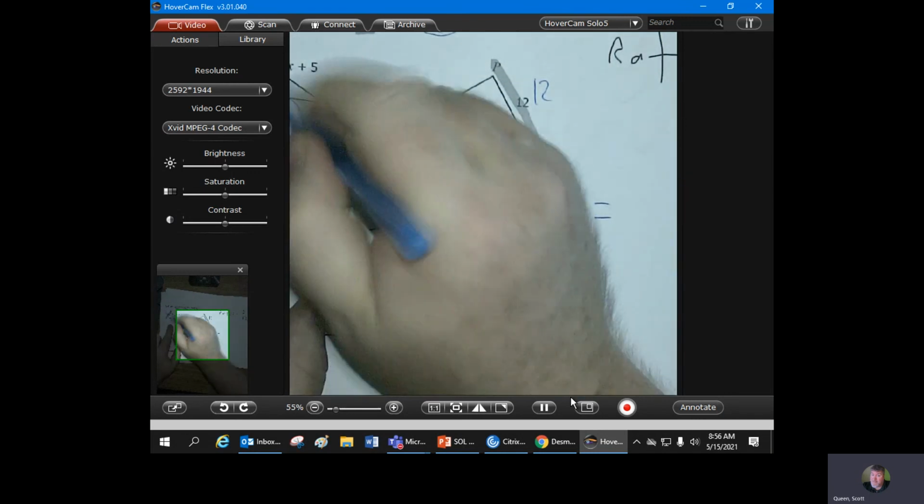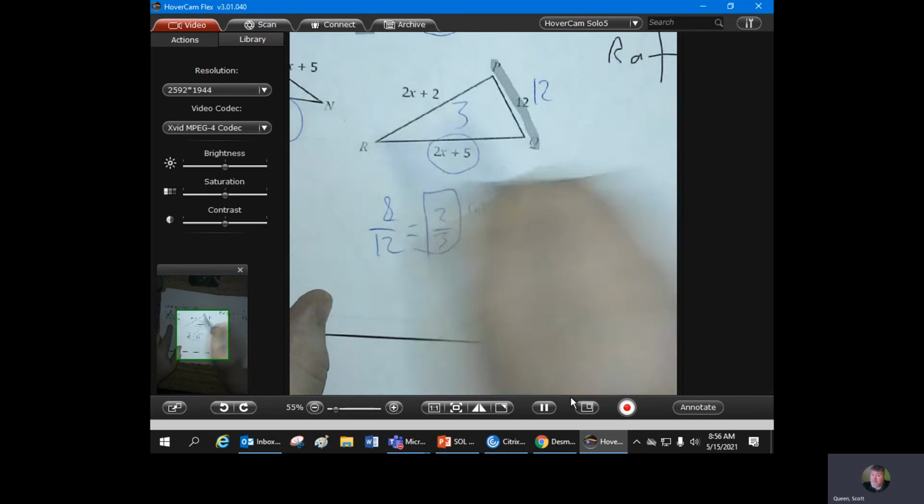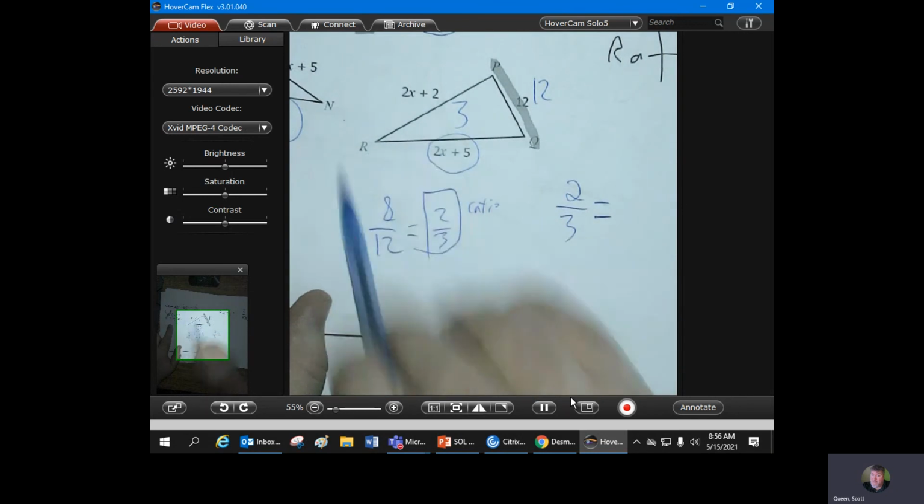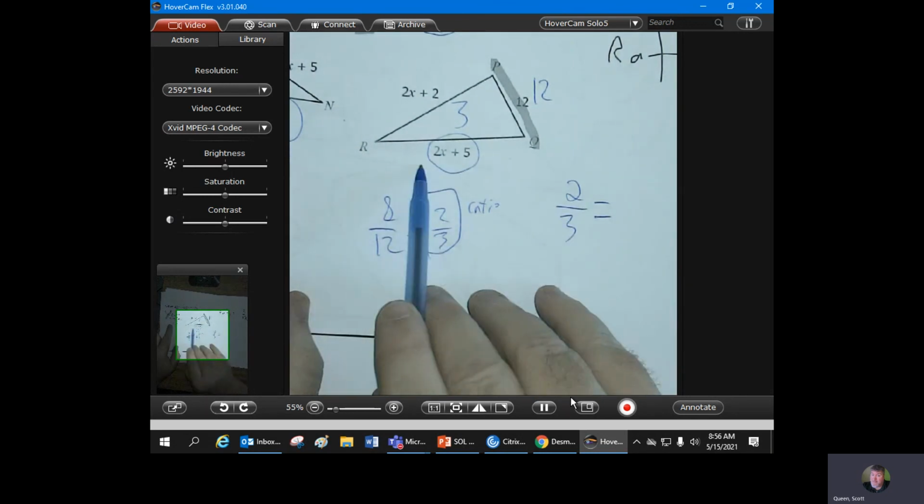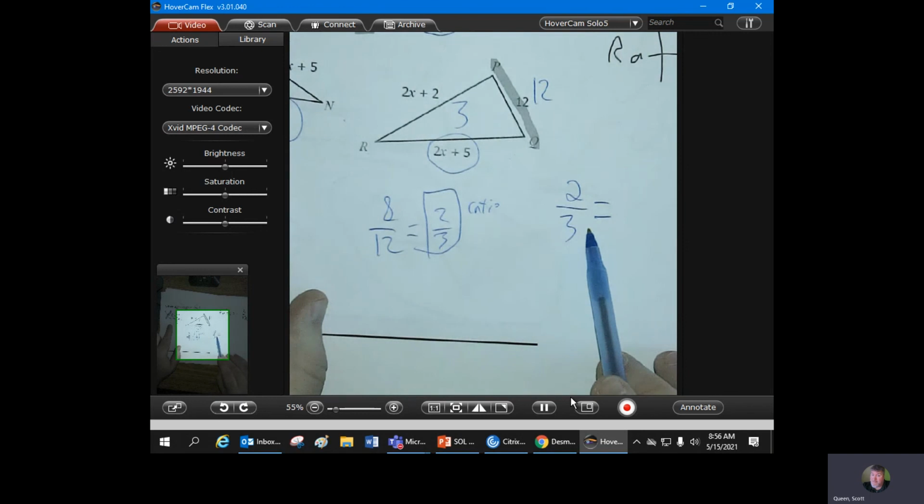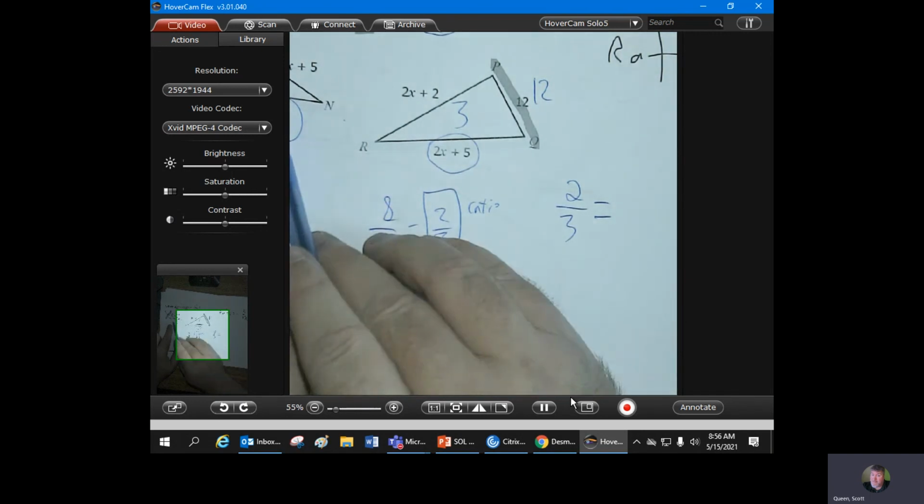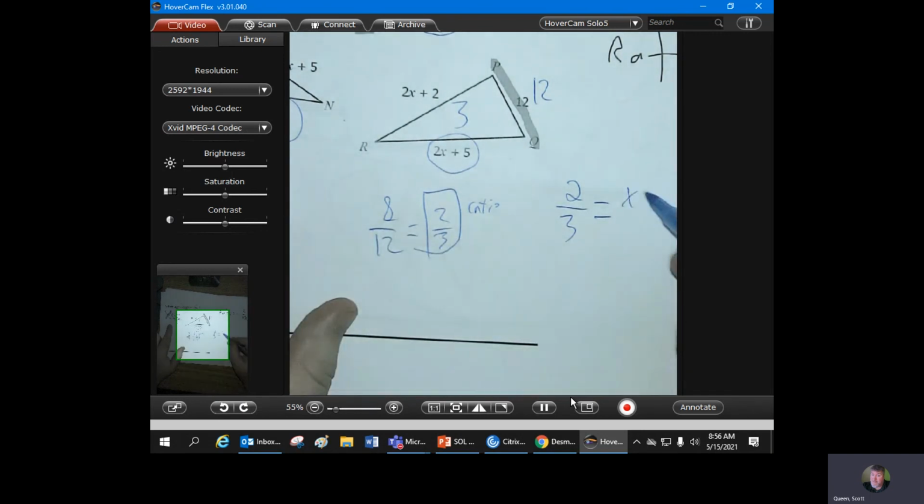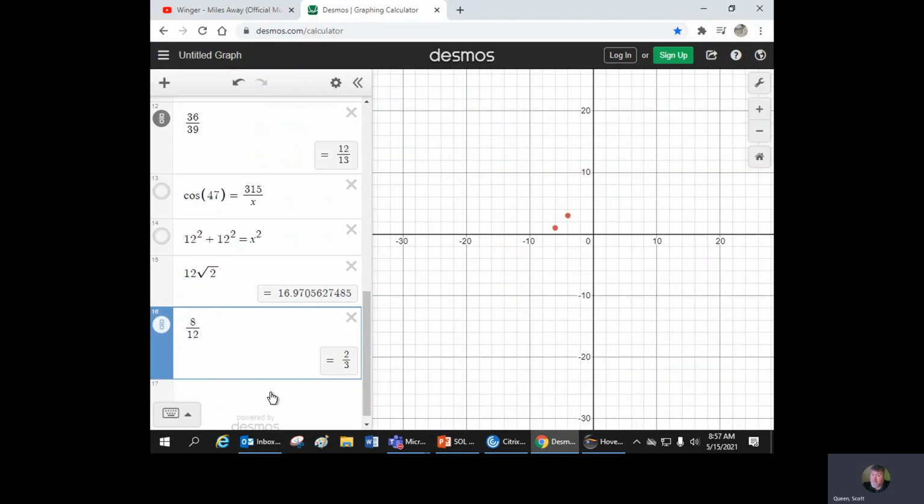Now, since this is the smaller one, that's the 2 and this is the 3, you understand the ratio, 2 and 3? I need to make sure I put these in the same position. Since my 2 and 3 is on top down here, that means my x plus 7 better go on top here as well. Means my 2x plus 5 goes on the bottom with the 3. Now, I could cross multiply and do that whole thing with a proportion, or I can just throw it in Desmos, which is what I'm going to do.